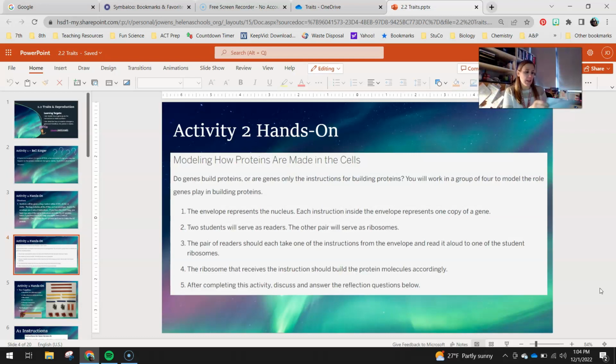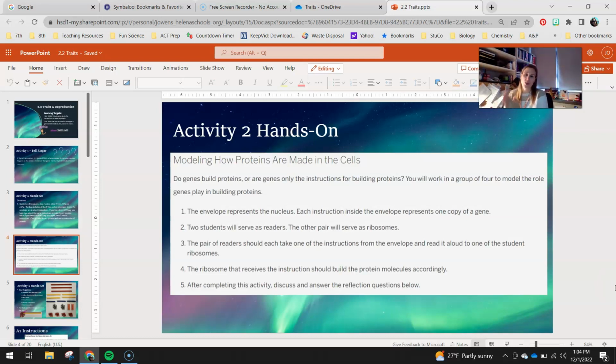So if I were to open this envelope up, you would see that there are 2 instructions here. One comes from mom, one comes from dad. So we have 2 for that reason. 2 students will serve as readers. The other pair will serve as ribosomes. So one person is going to read the instruction, and the other person is going to build the protein. That was mom's side. Now we're going to do dad's side.